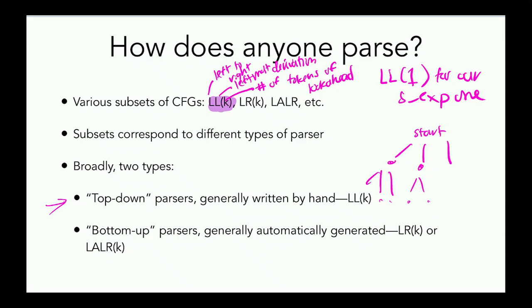And historically, we tend to write top-down parsers by hand. That is the most common situation. Whereas for bottom-up parsing, we actually have a bunch of things called parser generators that allow us to generate parsers for those grammars automatically. You okay? Okay. That allow us to generate those parsers automatically.